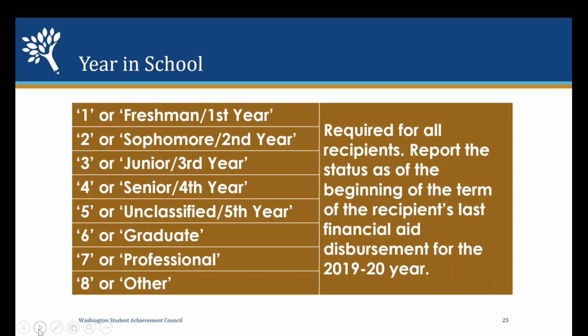The year in school is required for all recipients. So we want you to report the status as of the beginning of the term of the recipient's last financial aid disbursement for the 2019-20 year. So if they entered as a freshman or year one and in spring, quarter, or semester changed to a sophomore, then we want you to report year in school as a sophomore, because they were a sophomore at the point that you disbursed that last term of aid. That's just a caution we'd like you to follow.